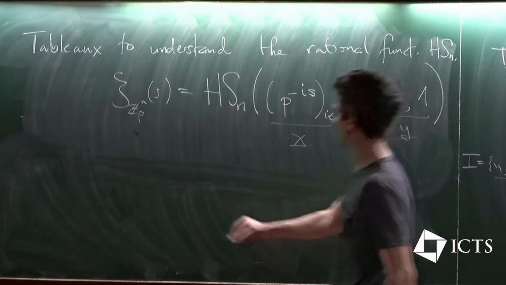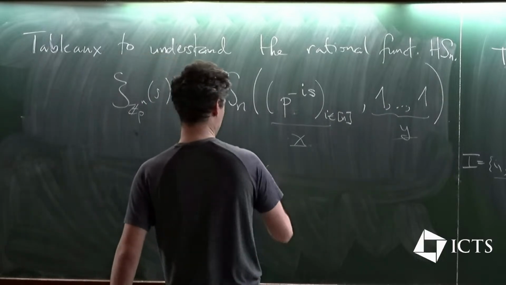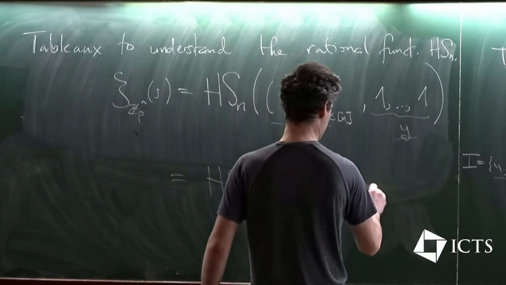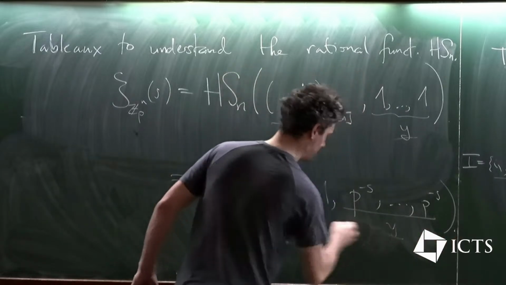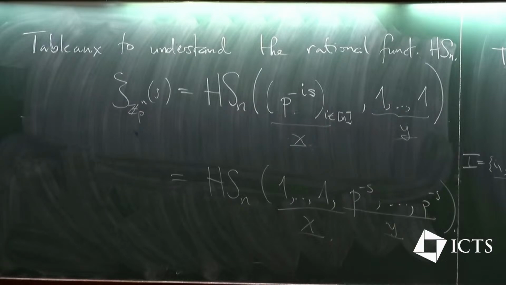And of course, I can do this in the other way. I don't have to look at Smith normal form. I can instead look at Hermite, and this would be just p to the s_i n times. Okay, that's my y, that's my x. For now, I'm done. Thanks.